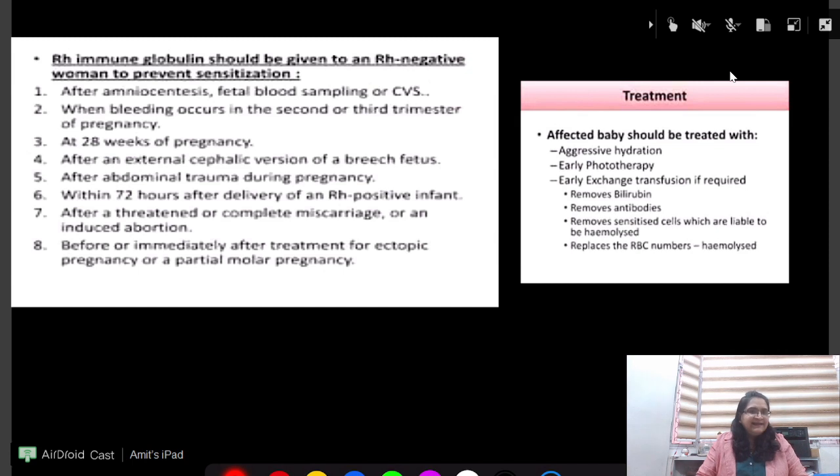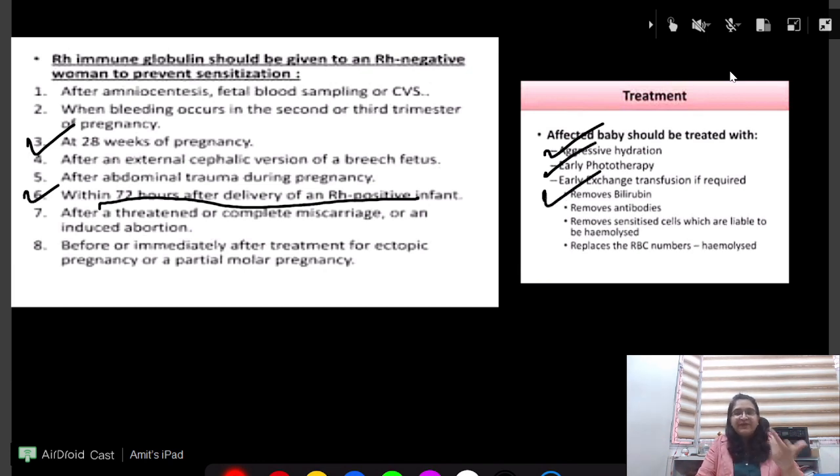So how will you prevent it? Please remember, at 28 weeks of pregnancy Rh immunoglobulin has to be given, or within 72 hours of delivery of an Rh positive infant to an Rh negative mother, we have to give Rh immunoglobulin. So these two points are very important. If suppose the baby is born with erythroblastosis fetalis, then what do we give? Aggressive hydration, early phototherapy because jaundice is going to be there, and early exchange transfusion which removes bilirubin and antibodies.